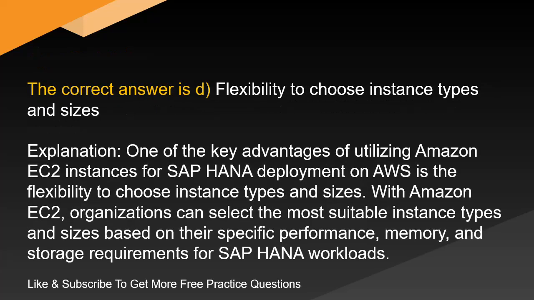The correct answer is D. Flexibility to choose instance types and sizes. Explanation. One of the key advantages of utilizing Amazon EC2 instances for SAP HANA deployment on AWS is the flexibility to choose instance types and sizes. With Amazon EC2, organizations can select the most suitable instance types and sizes based on their specific performance, memory, and storage requirements for SAP HANA workloads.